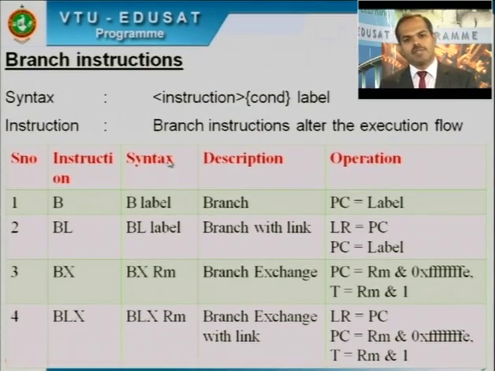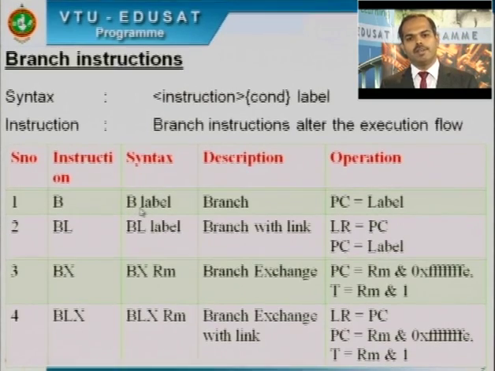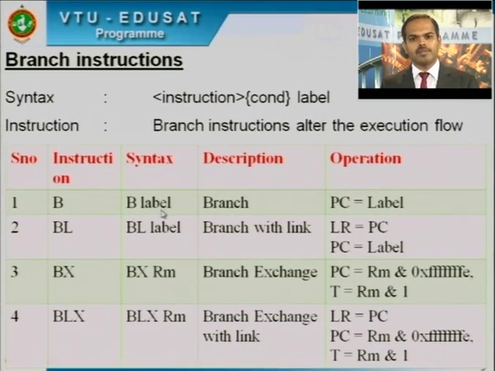The syntax for instruction B is B space label. The description is just a branch instruction. It takes a branch to that label. What exactly happens in the operation? The PC value will be the label value. The label is copied to PC. The second instruction is BL. The syntax is BL label.